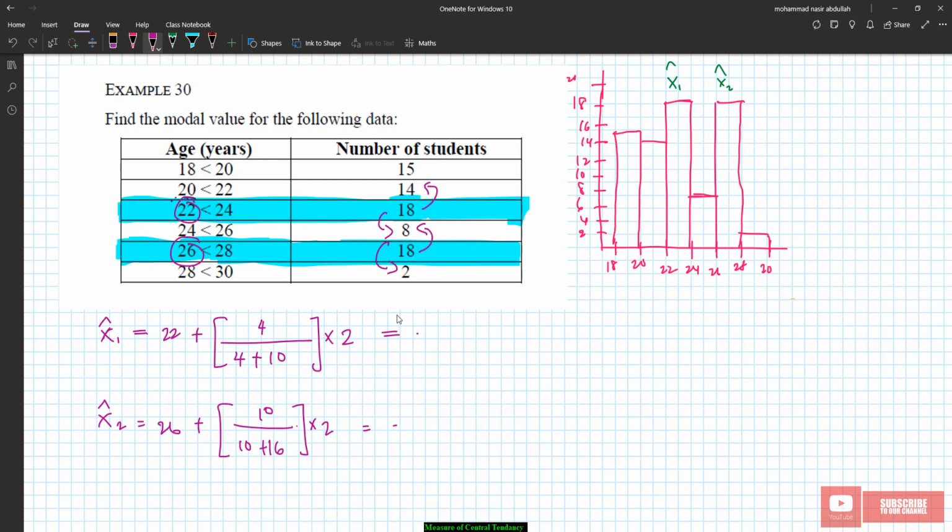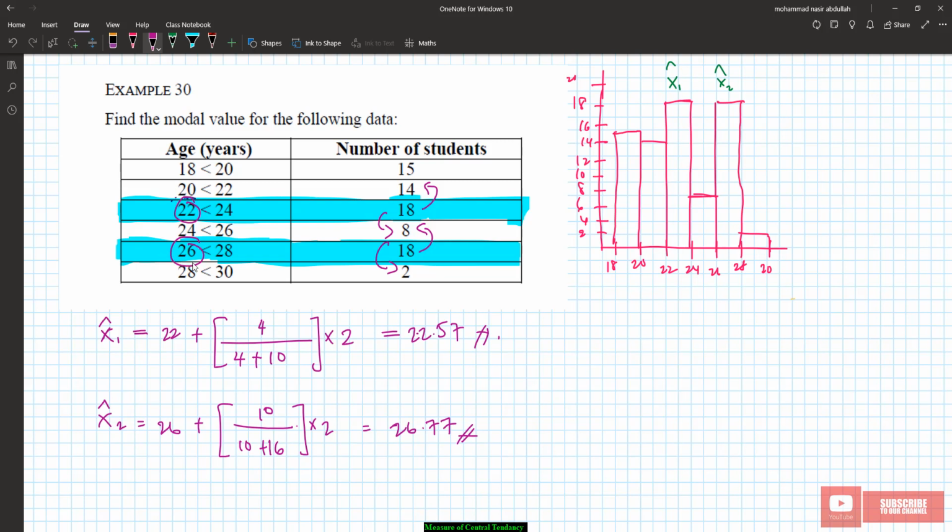So hit the calculator. 4 divided by 14, multiplied by 2, plus 22 should be 22.57. And 10 divided by 26, multiplied by 2, plus 26, should be 26.77. So this is how we calculate the mode.